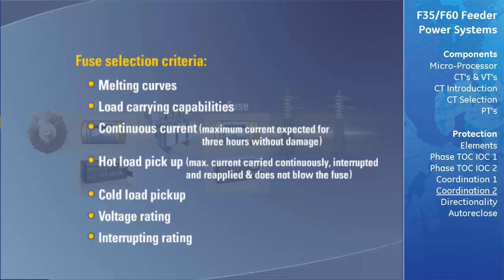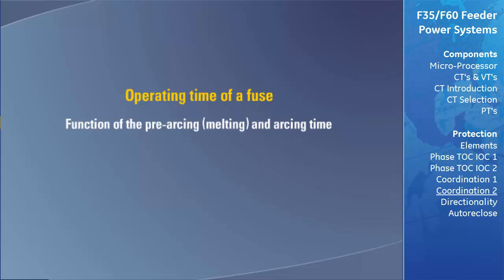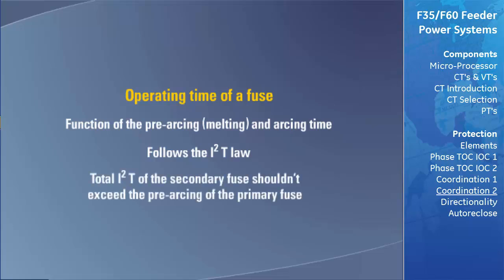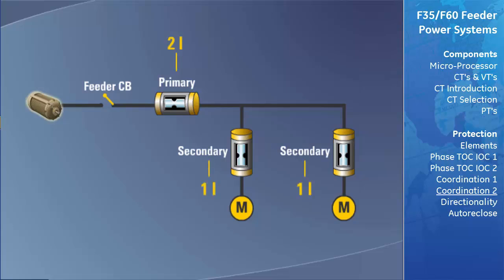The variables involved in fuse selection for a specific application vary significantly with the type of load and will not be covered further. We will focus only on the final fuse curve. The operating time of a fuse is a function of the pre-arcing or melting and arcing time, and follows the I²T law as stated earlier. For proper coordination, the total I²T of the secondary fuse shouldn't exceed the pre-arcing of the primary fuse. This is established if the current ratio of the primary versus the secondary fuse current rating is 2 or greater for fuses of the same type.